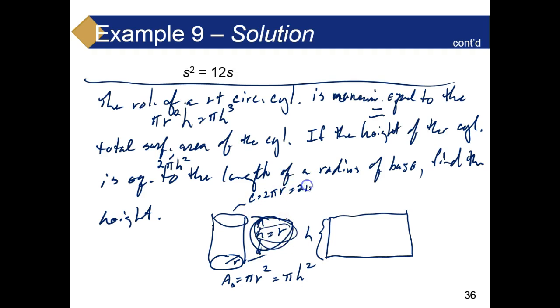H. So this is 2 pi h. So the length of this rectangle is 2 pi h. The width is h. So what's the surface area of that? I'm going to call that the lateral surface. What is that? Area of a rectangle. Length times width. The length is 2 pi h times h. That would be 2 pi h squared, right?